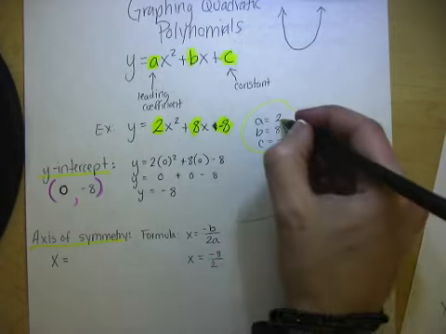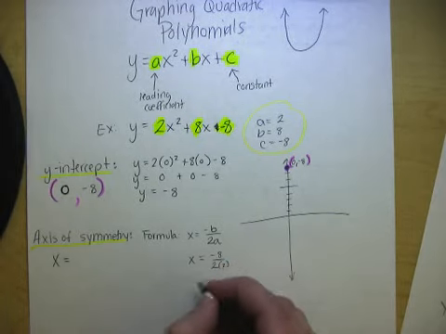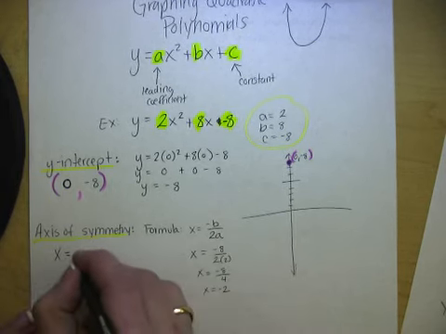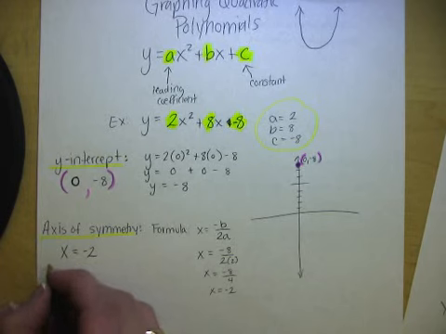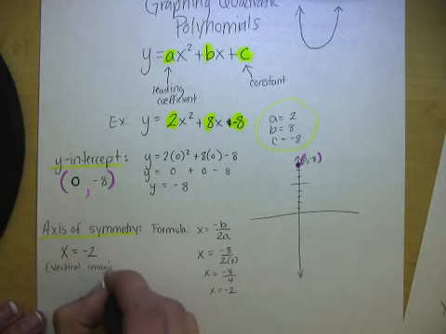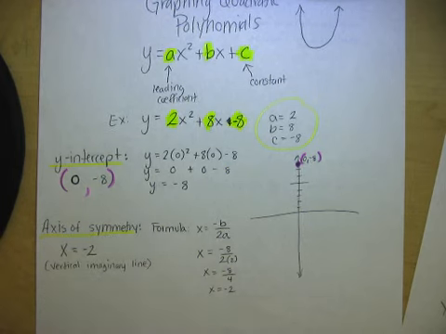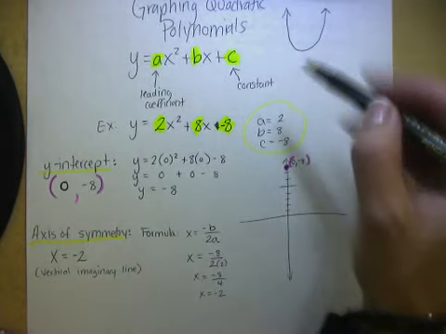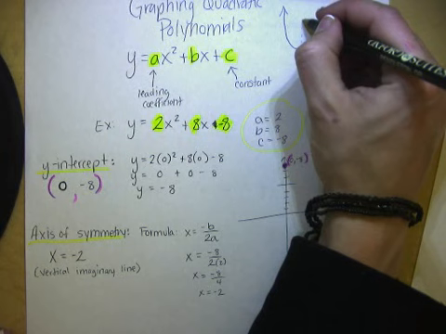2 times my a value is 2. So I get negative 8 divided by 4. So x equals negative 2. So this is going to be, remember, a vertical imaginary line. Now I'm saying imaginary because it's not actually going to be on our parabola, okay? A parabola just is U-shaped, but it can have an imaginary axis.